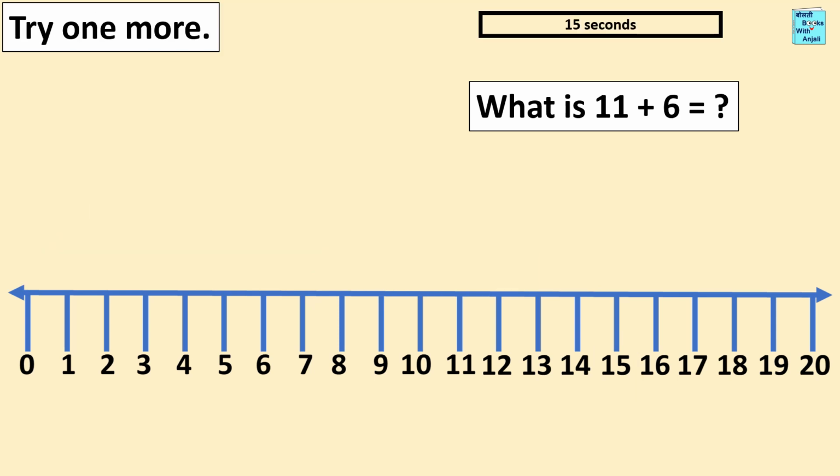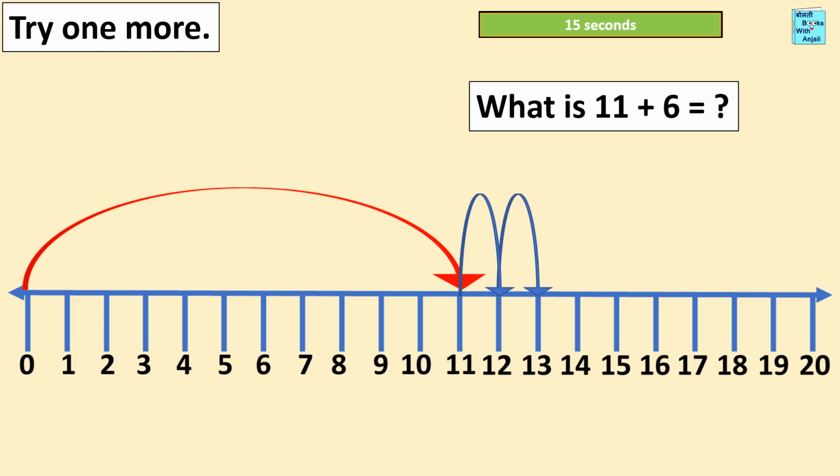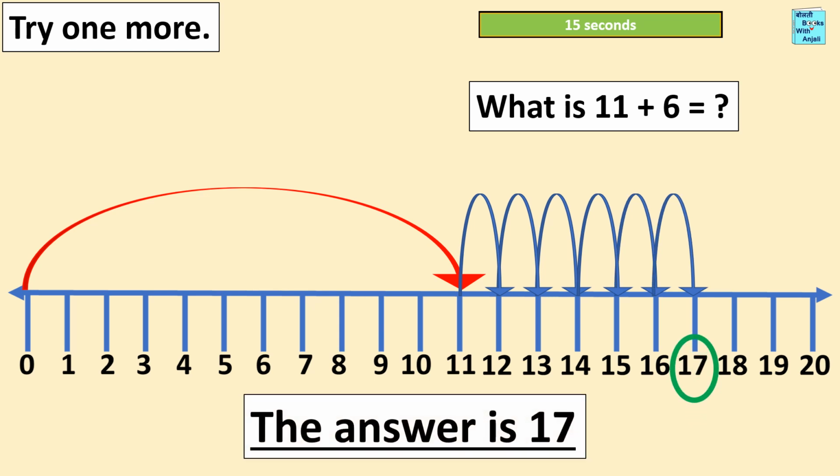Next question. 11 plus 6 is equal to what? At what position that person will stand? How many times that person will jump? Answer is the person stands at position 11, will jump 6 times to reach 17.